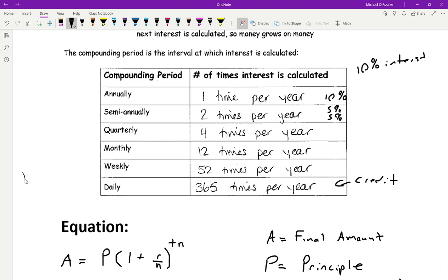Good. So how many times a year would you get paid? Which is what? 26.